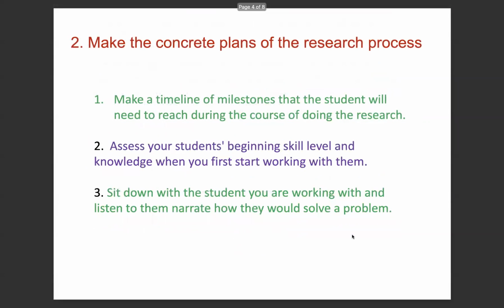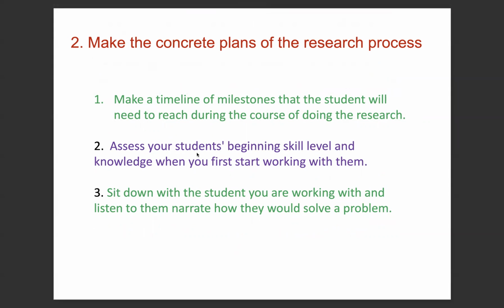Now the second point is make a concrete plan of the research process. This point is very important. You have to make a concrete plan of what you are going to do in the next 3 months or 4 months or 1 year. Okay, so the first point is make a timeline of the milestones that the student will need to reach during the course of doing the research.